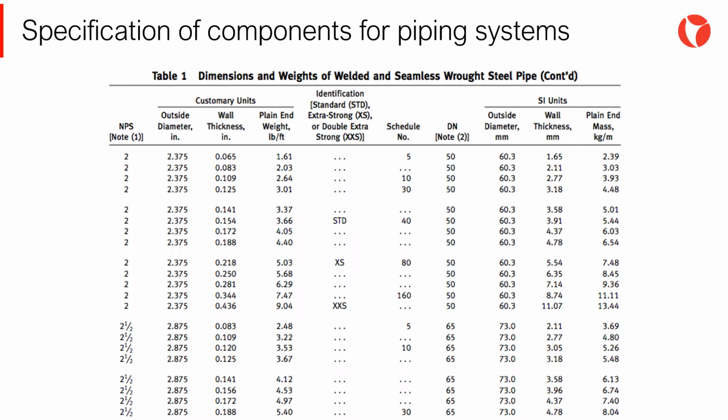As mentioned before, pipes are standard items that are selected. The specifications that define the constructive characteristics of a pipe are ASME B36.10 for carbon steel pipes and ANSI ASME B36.19 for stainless steel pipes.